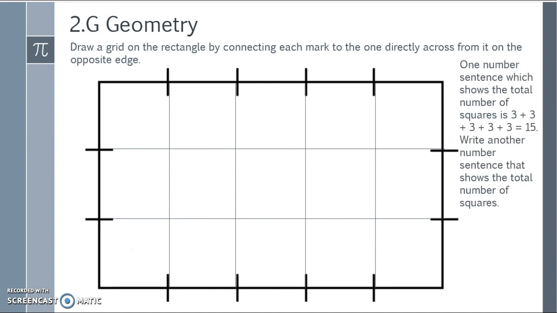One number sentence which shows the total number of squares is 3 plus 3 plus 3 plus 3 plus 3, so 15. Take a moment, pause the video, and write another number sentence that shows the total number of squares. I also came up with 5 plus 5 plus 5 is 15. Or 1 plus itself 15 times for 15. This is a great introduction to multiplication. Even though they don't recognize that this is multiplication, they will recognize once we get to multiplication that it is repeated addition.